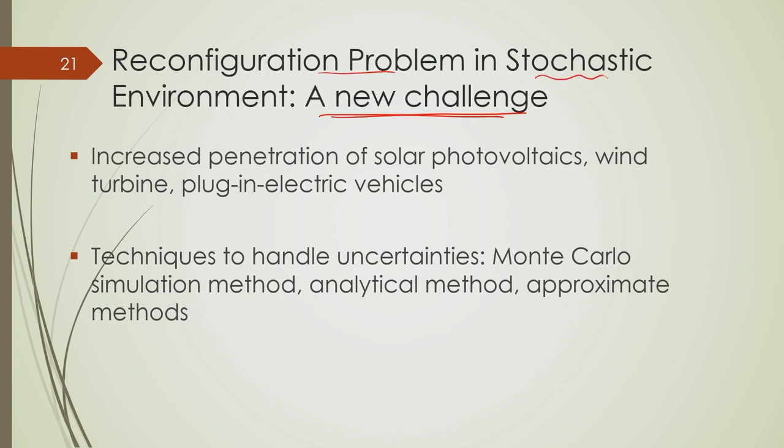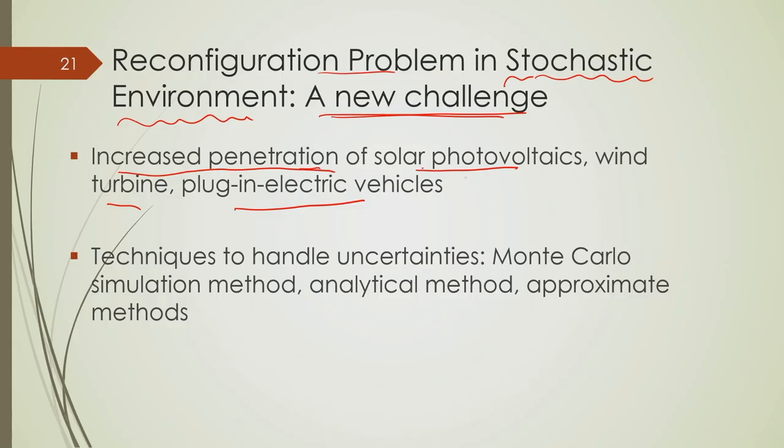One is the stochastic environment. What do you mean by stochastic environment? Now, due to the increased penetration, or increased accommodation, of different kinds of renewable sources like solar photovoltaic and wind turbine, also with different types of loading like plug-in electric vehicles, which are charged in a typical charging station, this has changed the distribution network operation completely.